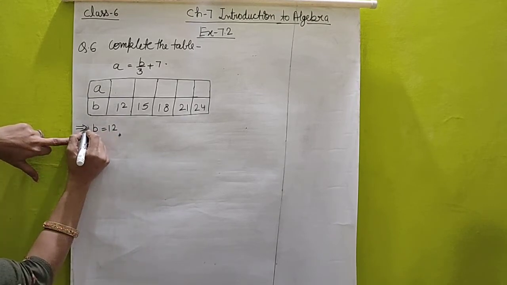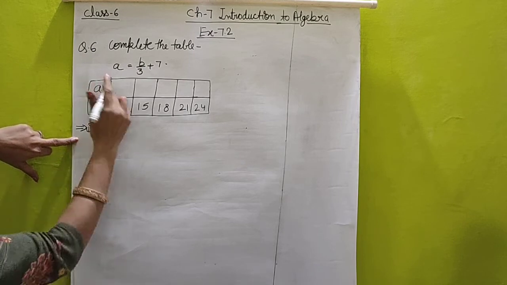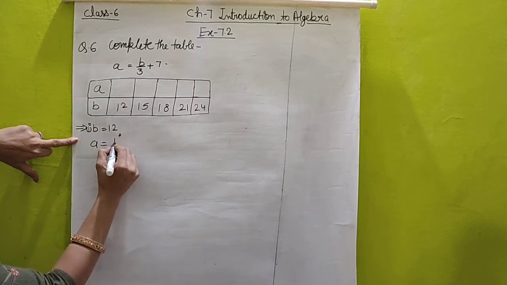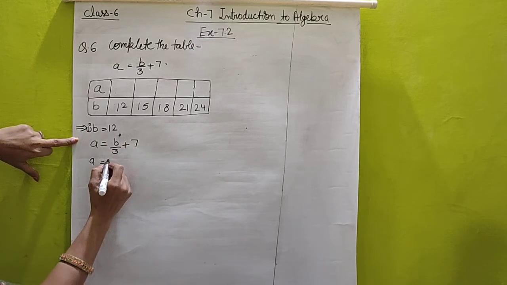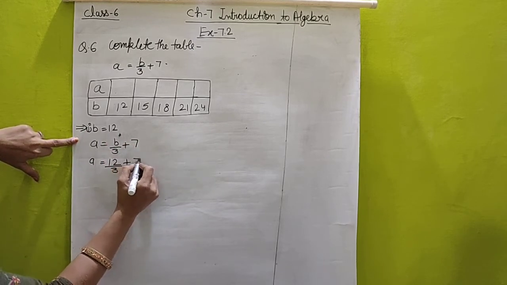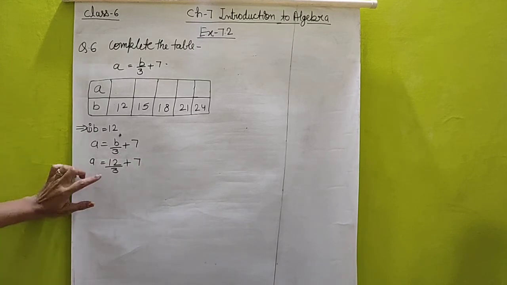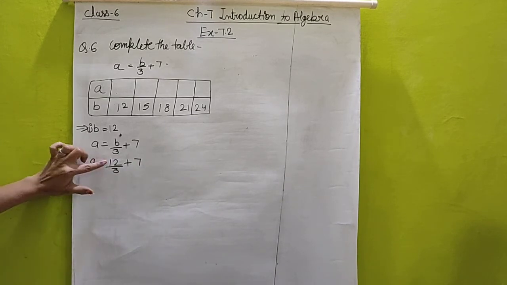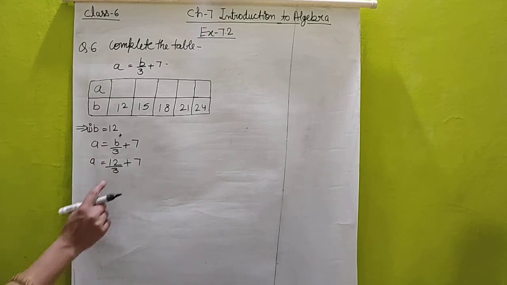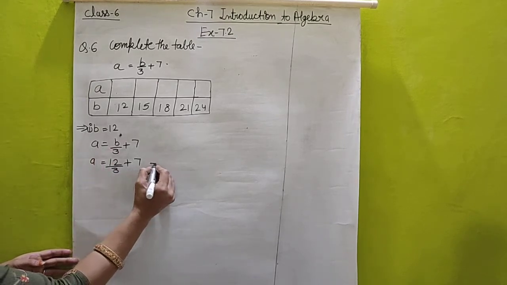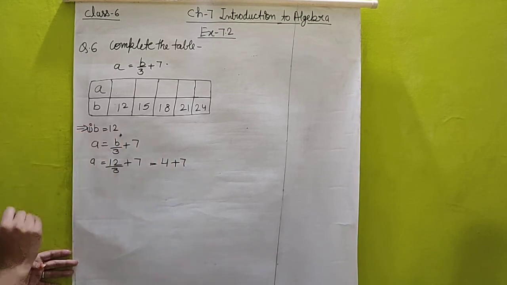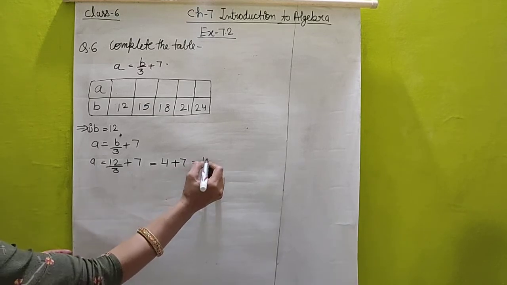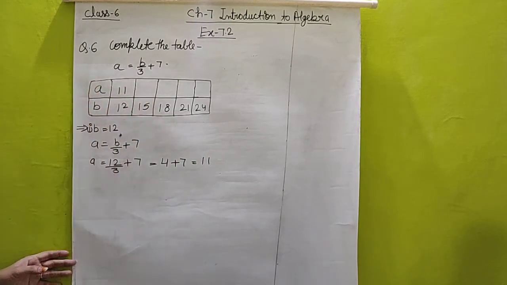So first of all, when b is equal to 12, the equation is a is equal to b upon 3 plus 7. So I will write 12 at the place of b, then upon 3, then plus 7. In 3's table, 12 comes 4 times, so 3 can divide 12 four times. 3 ones are 3, 3 fours are 12, and then plus 7. What is your answer? 4 plus 7, students, it will be 11. So here 11 will come.